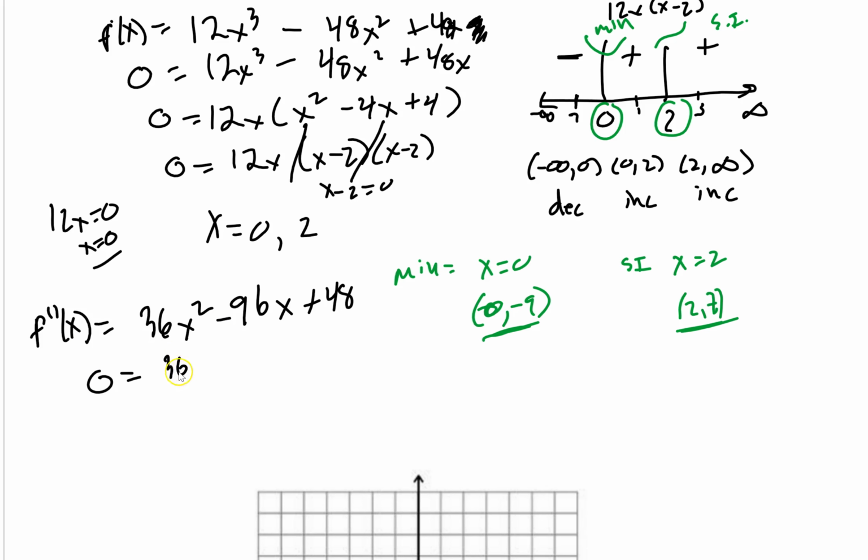So I get 36x squared minus 96x plus 48. I can actually factor out a 12, just a 12. Make it a little bit easier.